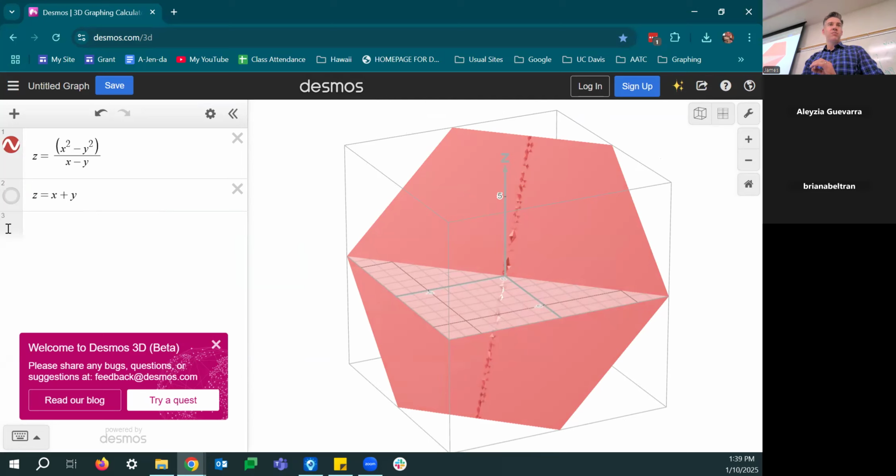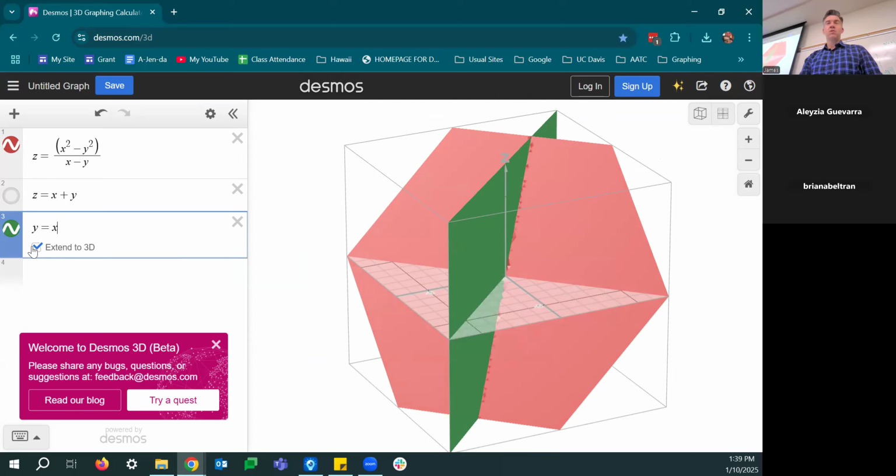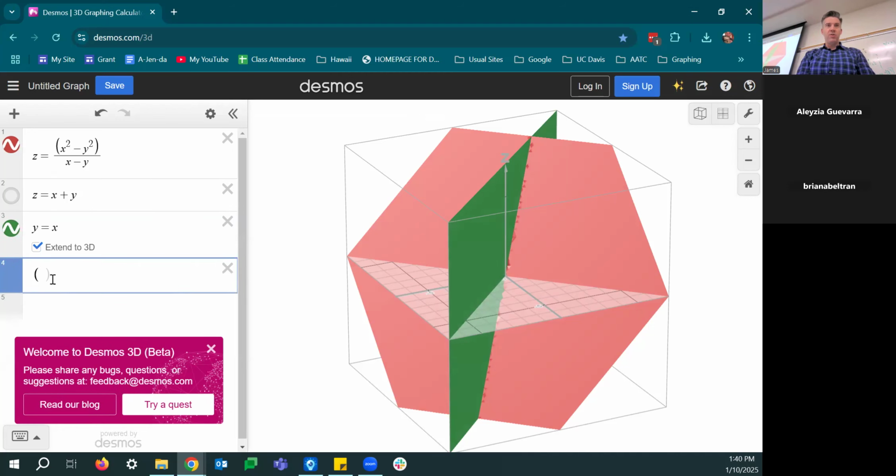In fact, let's graph y equal to x. All those points where the green plane and the red plane intersect each other aren't points that are actually on the graph. The graph is undefined there. However, we can see that if you look at the point 8, 8, 16, which maybe will show up on my graph if I'm zoomed out enough.